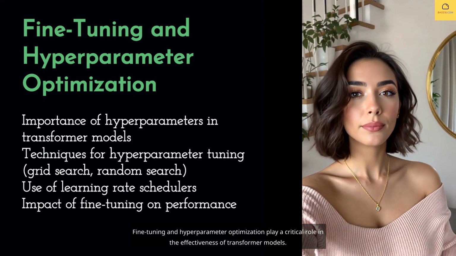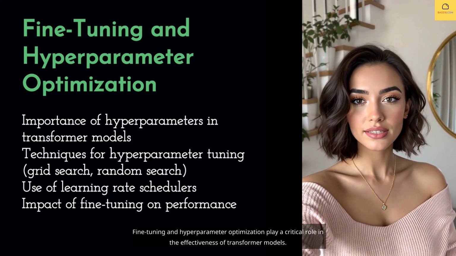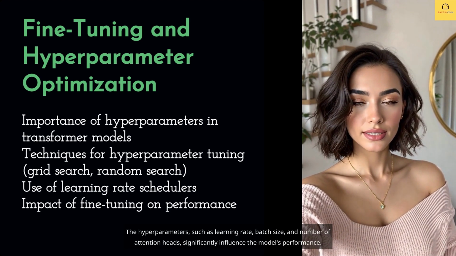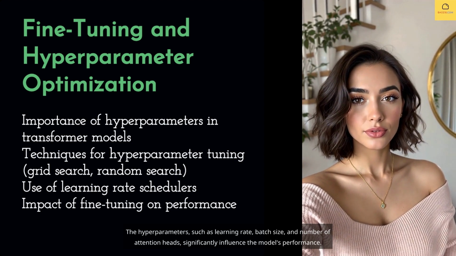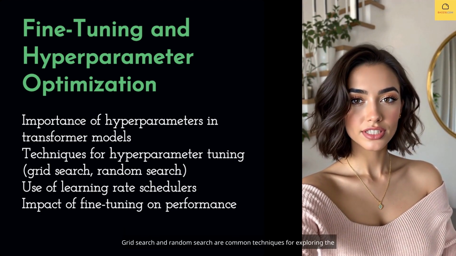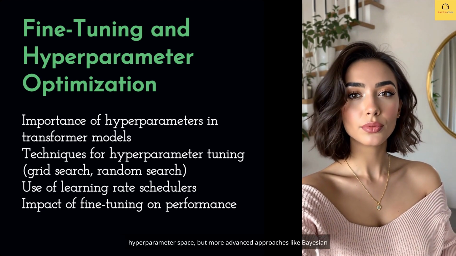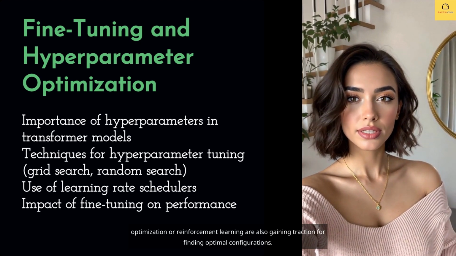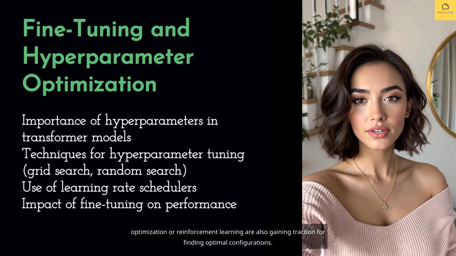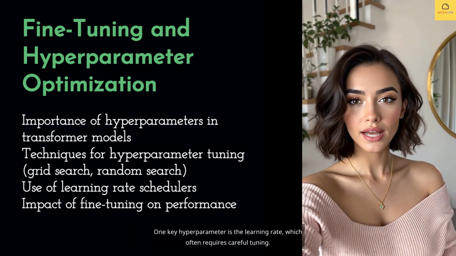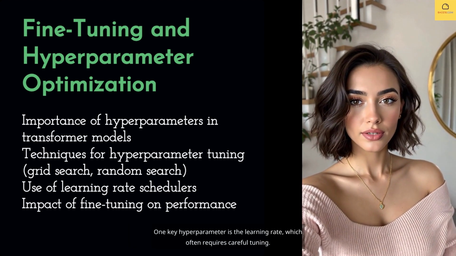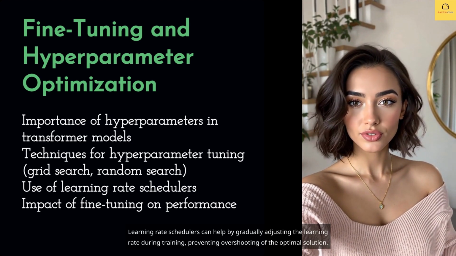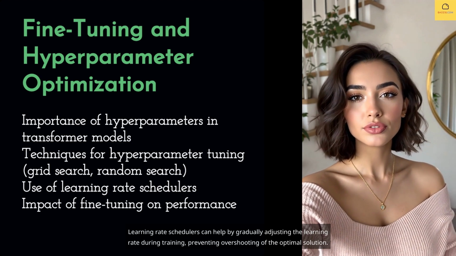Fine-tuning and hyperparameter optimization play a critical role in the effectiveness of transformer models. The hyperparameters, such as learning rate, batch size, and number of attention heads, significantly influence the model's performance. Grid search and random search are common techniques for exploring the hyperparameter space, but more advanced approaches like Bayesian optimization or reinforcement learning are also gaining traction for finding optimal configurations. One key hyperparameter is the learning rate, which often requires careful tuning. Learning rate schedulers can help by gradually adjusting the learning rate during training, preventing overshooting of the optimal solution.